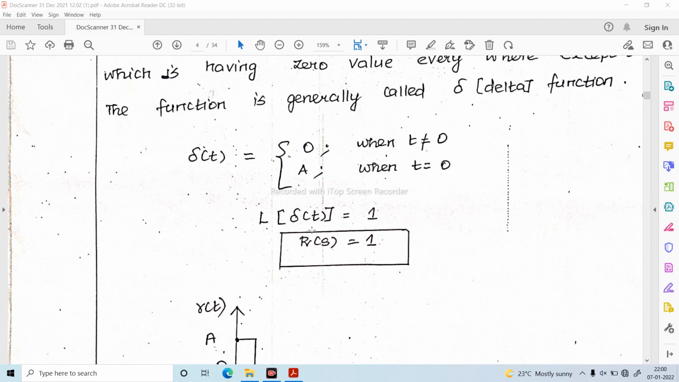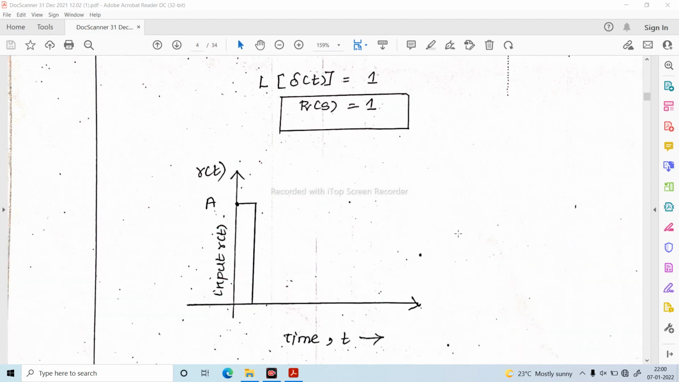So L of del of t is equal to 1, R of s is equal to 1. So this is the graphical representation of the impulse signal. See, in the impulse signal, for a small value only, t is equal to 0. That is, t tends to 0 or t is equal to 0, we are having the value a. All other values we get 0 only. So this is the impulse signal.